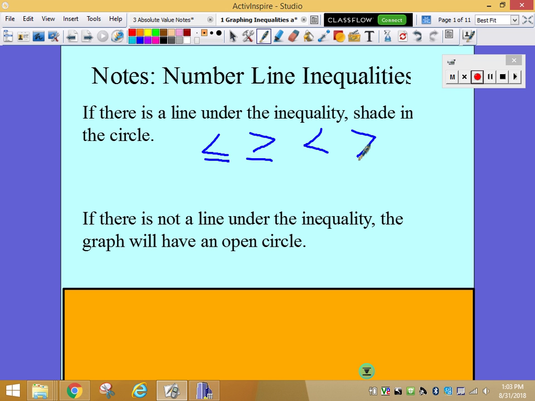If they have a line under it, like these first 2, then when you draw your circle, you're going to shade it in. If they do not have a line under it, then when you draw your circle, you're going to leave it open. Okay? I would write that down somewhere. You're going to need to somehow remember, if it has the line under it, you shade it in. If it doesn't have the line, we leave it open.